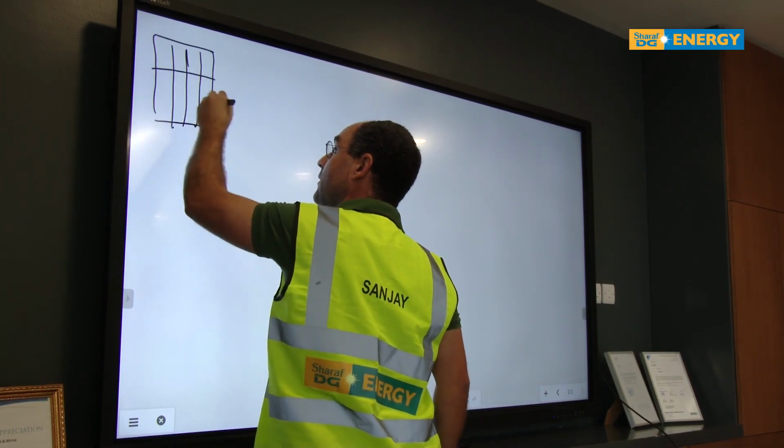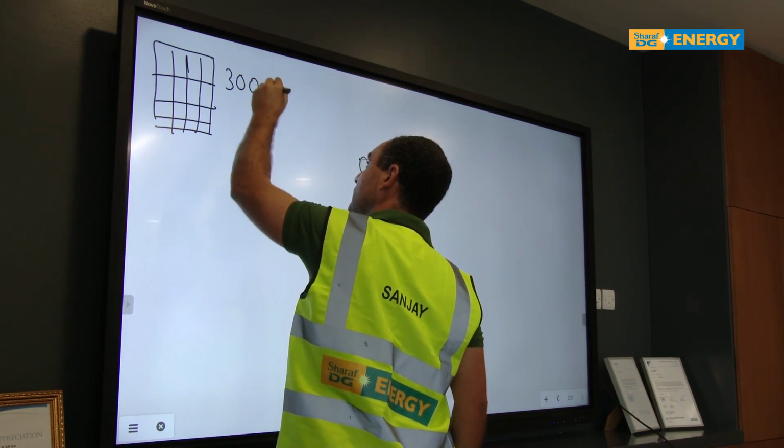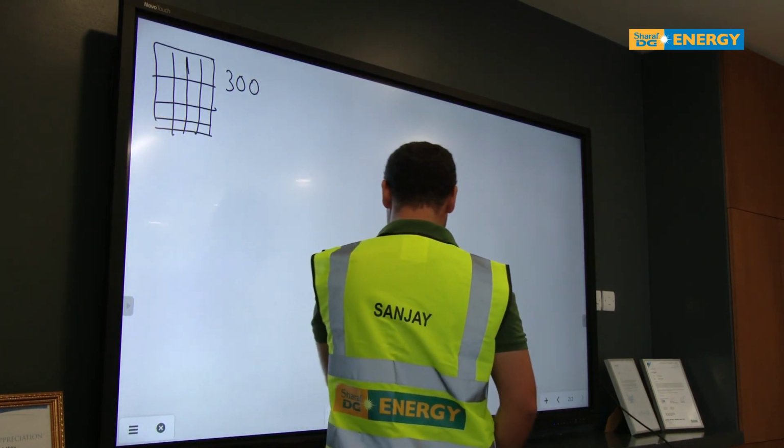So let me just state our conditions of our solar panel again. This is our solar panel, 300 watts. Actually, yeah, we can go 300 watts long. Let's do one thing different.